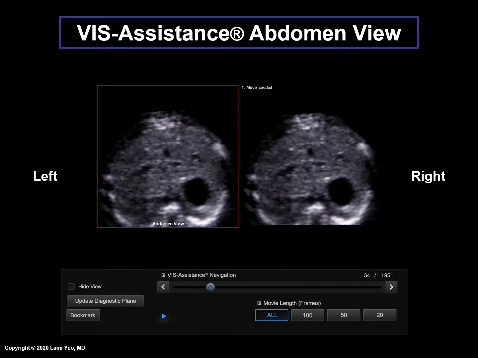In this fetus, VISA is activated for the abdomen view, in which the stomach is abnormally located on the right side. The assumption is that automatic navigation will occur only through the abdomen. However, VISA actually provides surprising and unexpected information to assist in making the diagnosis. Notice that the liver is midline and located in the left upper quadrant of the abdomen.